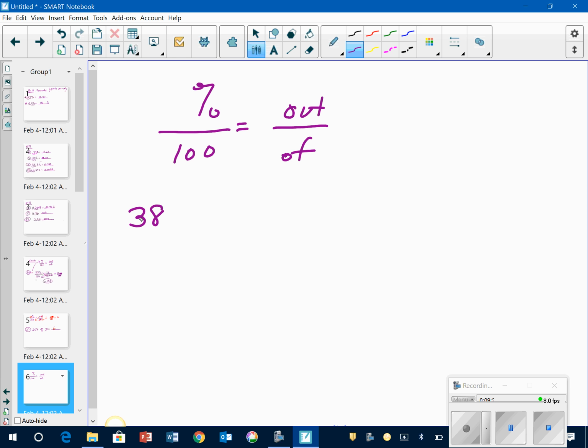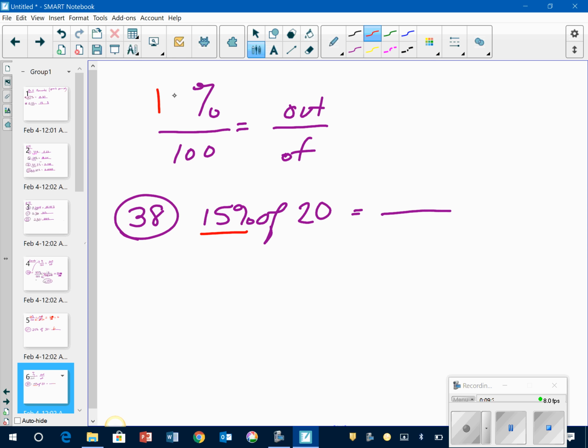And this is number 38. Okay, it's asking for 15% of 20. Sorry, I apologize for my sloppy handwriting. But again, we know our 15 is a percent, so it's going to go with the percent sign. Never change the 100. Our of 20 would go here. So this would be our missing number, so it would be x.